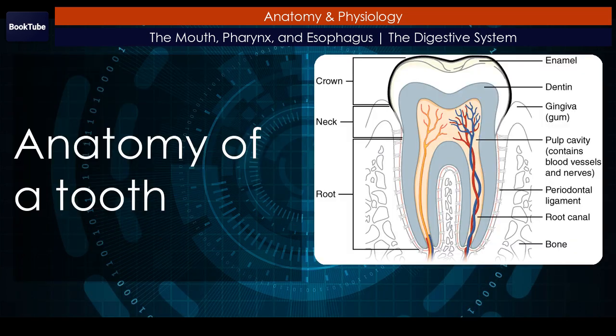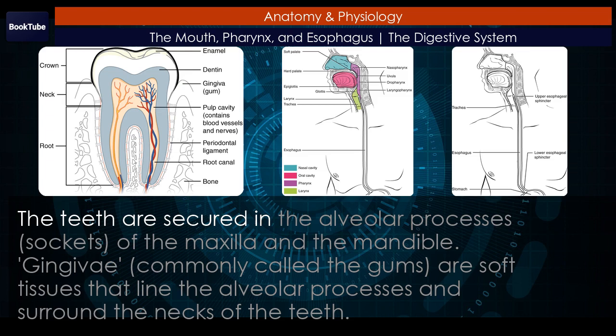Anatomy of a tooth. The teeth are secured in the alveolar processes, sockets, of the maxilla and the mandible.